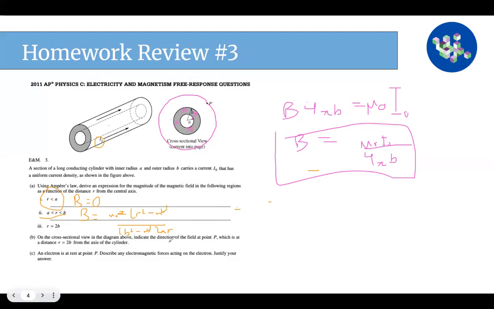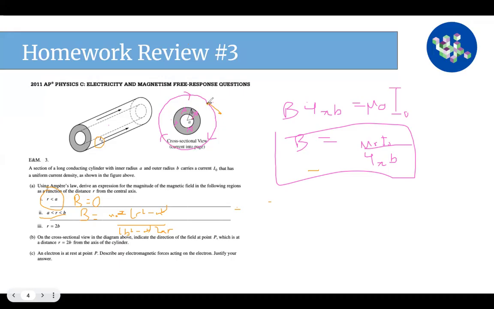So my thumb points into the page, my fingers curl this way, so I'll find that the magnetic field will be pointing in this direction. So in circles going that way, meaning that at point P, the magnetic field would be pointing in this direction, tangential to the circle. Okay, so that's the direction of the field at point P. Now, what are the electromagnetic forces acting on the electron? The electron is at rest at P.